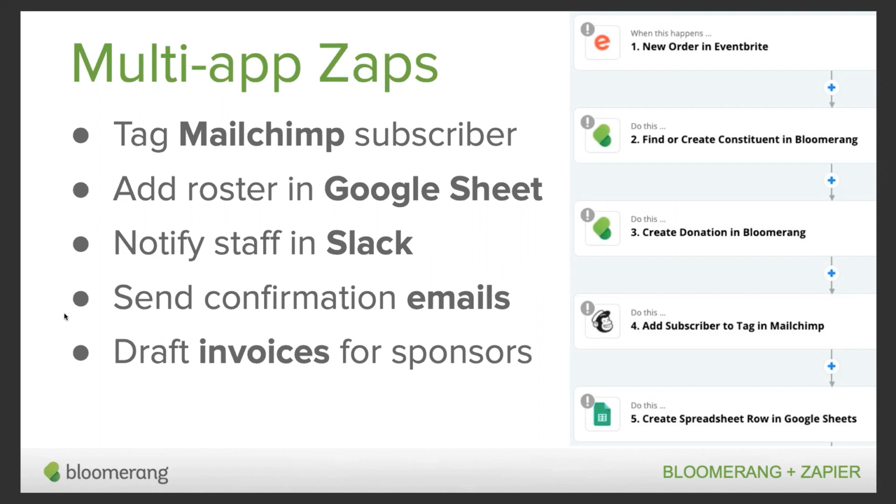Let's say that we wanted to build a multi-app zap around Eventbrite. Let's say when we receive a new order, we want to tag a MailChimp subscriber that they're going to attend. We want to add the roster to a Google Sheet, want to notify staff, or send a custom confirmation email to the registrant. Maybe we have a ticket type for sponsorship and we'd prefer to draft and send an invoice for the sponsorship based on that purchase. We can do all of that using these Eventbrite triggers and stacking multiple zap steps together into one zap workflow. It's really hard not to overemphasize how powerful this tool can be when we consider a multi-app automation like this.